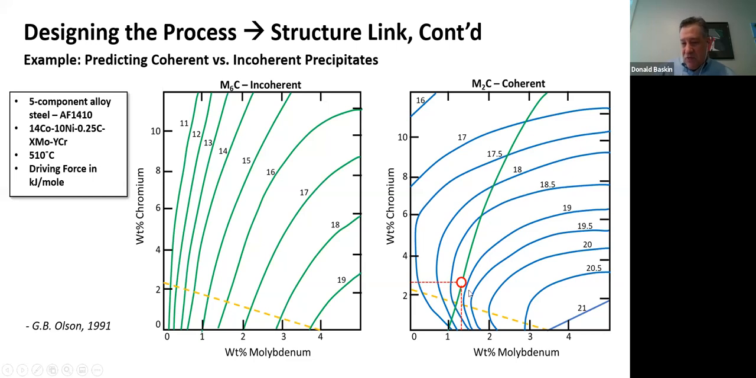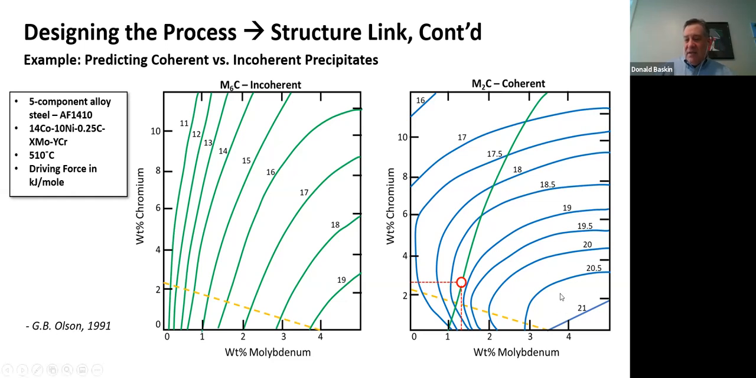That gave us this composition right here. About 1 1/3 or 1 1/4% molybdenum, and 2 1/3 or 2 1/4% chromium. We found this to be the optimal location to precipitate out the much wanted, desirable fine dispersion of little tiny coherent precipitates, very finely distributed throughout this bulk of material.